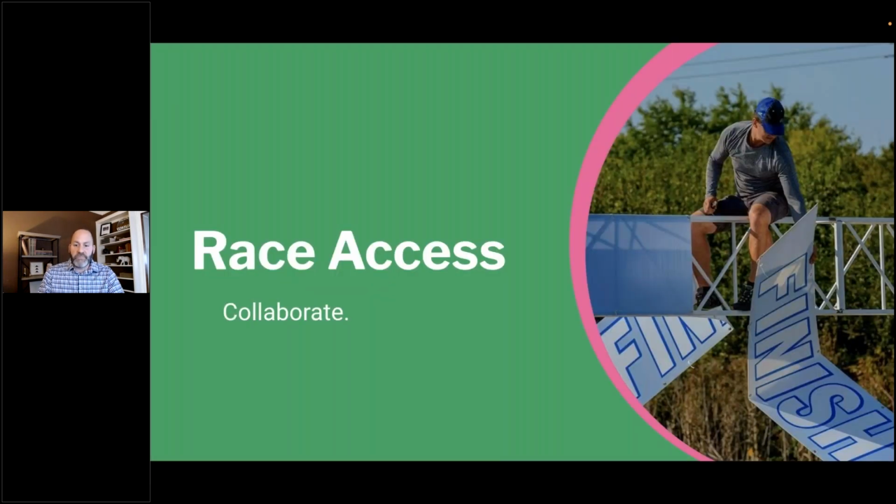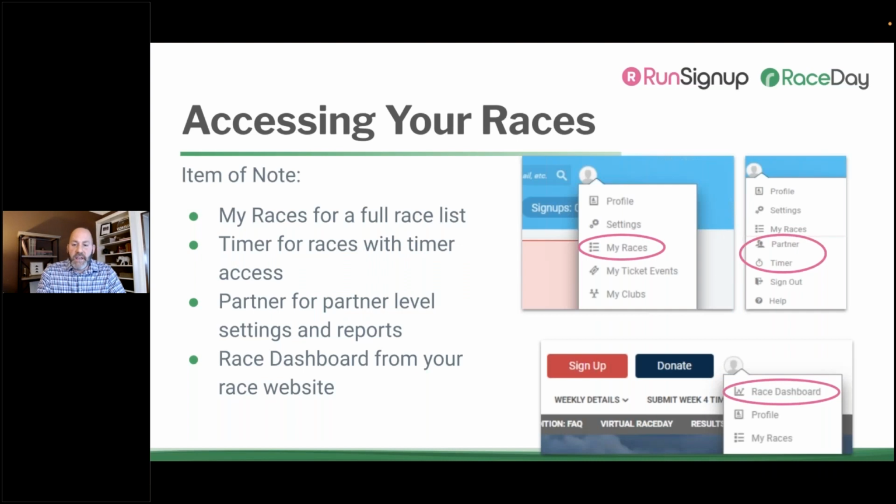So race access: if you're the one that is creating this event or you've been denoted as the timer, this is already going to populate for you. By clicking on your profile image, and if you haven't uploaded one already, you'll just see the gray silhouette at the top right-hand corner. You'll see My Races. Those will show all the ones that you have access to. If you have a partner dashboard, or a timer dashboard because you're a timer, that will also be an option in the drop down.